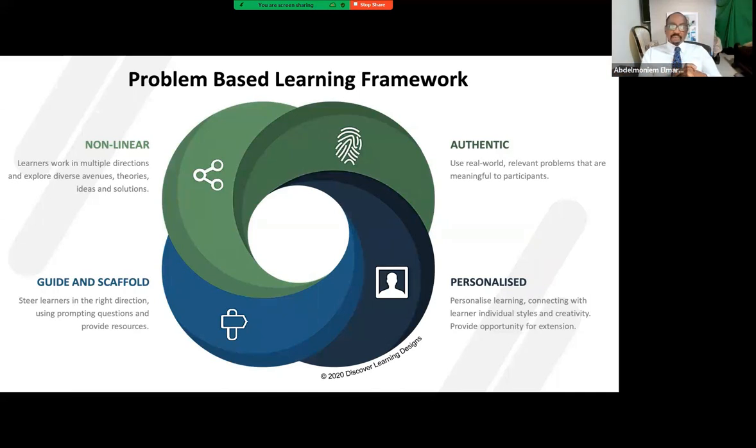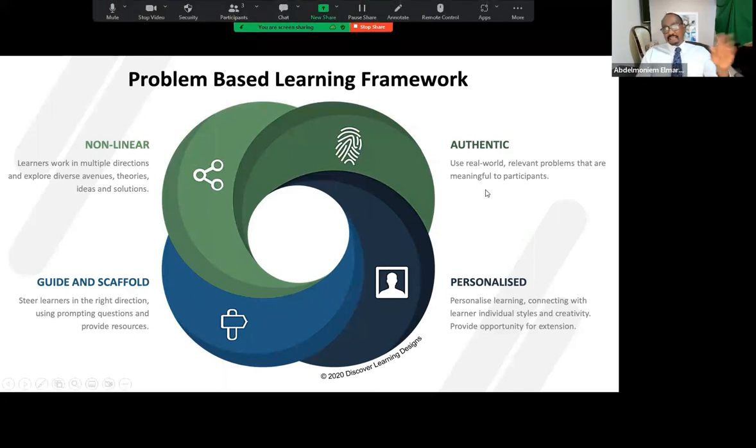Now, but what you need to know is that it needs a guide and a scaffold, because it steers learners in the right direction if you guide them. And problem-based learning will guide them in the right direction. And you need to do that by prompting questions and providing resources. So you need to provide guidance in the problem-based learning environment.